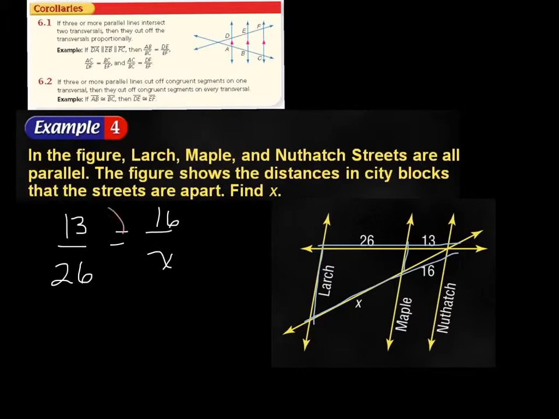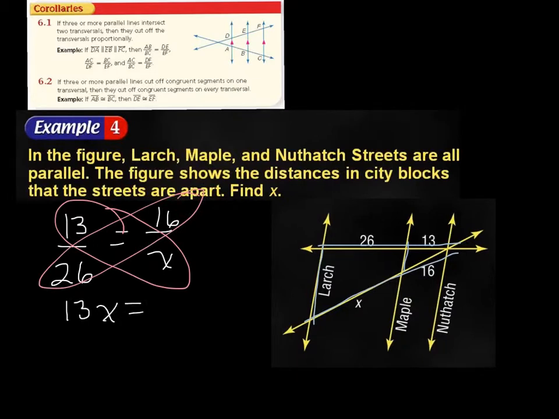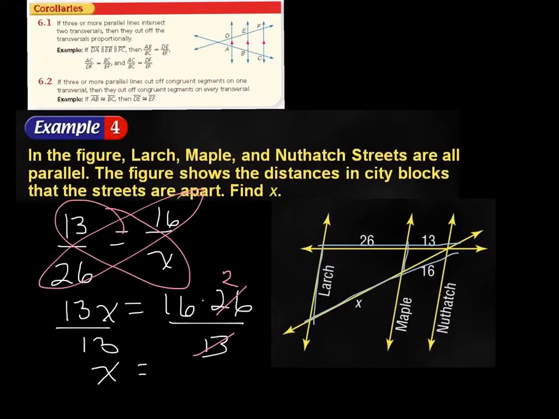Do our cross products. And we have 13x equals, I'm going to be lazy here for a second and just leave it 16 times 26 because I noticed something I can use my mental math on, which is always good. The 13 and the 26 will cancel out. So I have x equals 16 times 2 is 32. Yes, you could use a calculator, but it's good to use your brain sometimes.